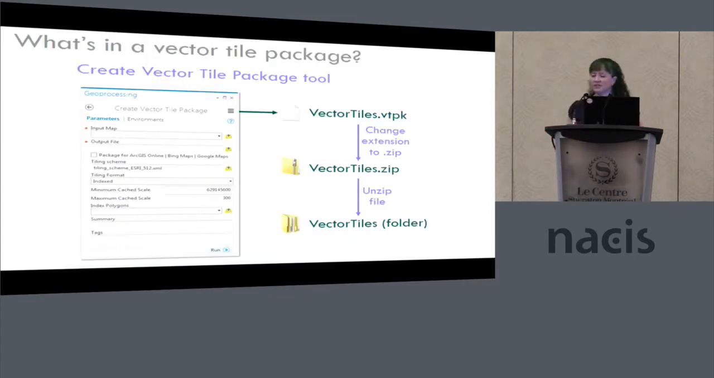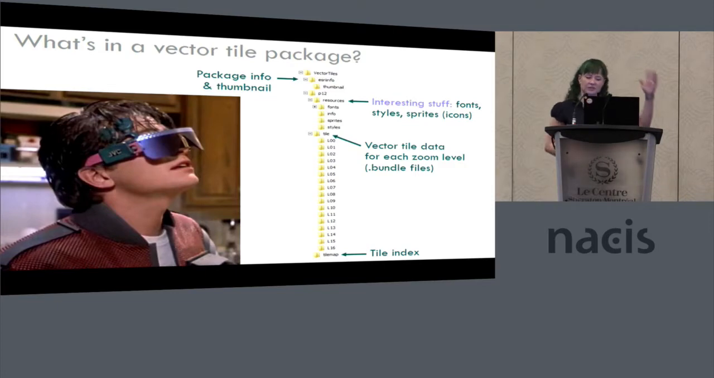Okay, what's in a vector tile package? Someone at Esri tipped me off to the fact that the package, the VTPK, is just a renamed zip file. So you can rename it back to zip and unzip it and take a look inside. Here's what's inside there. You can see the fonts, the styles, and the sprites are all packaged up in there.